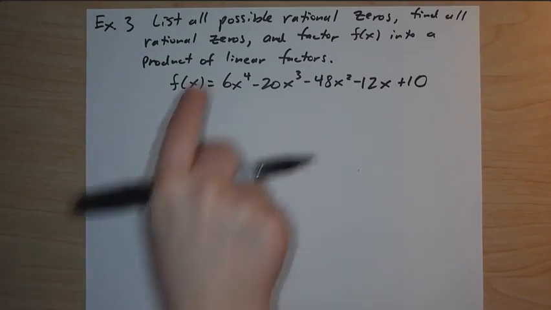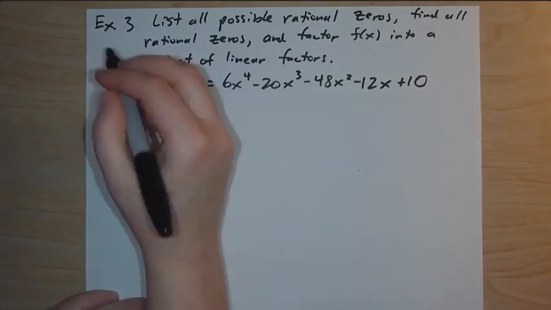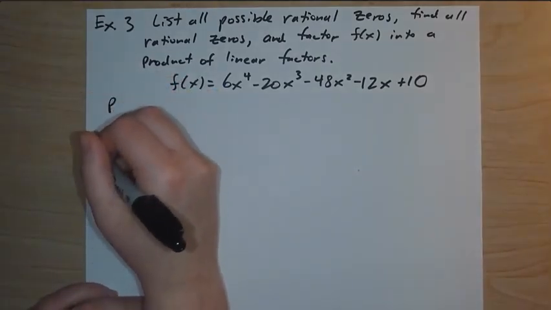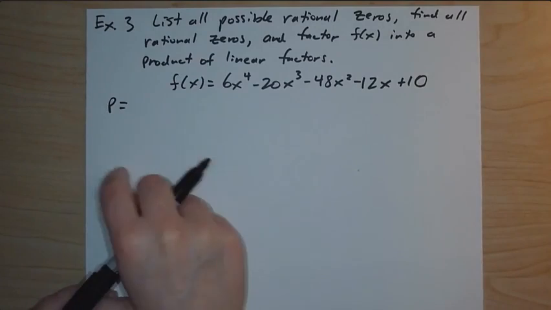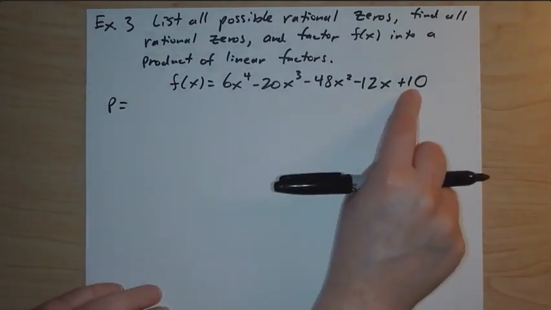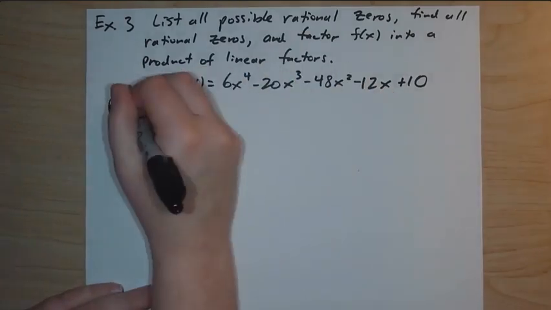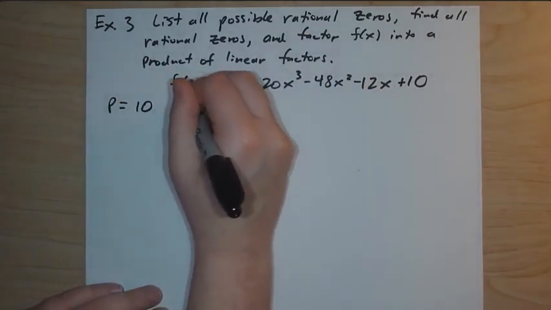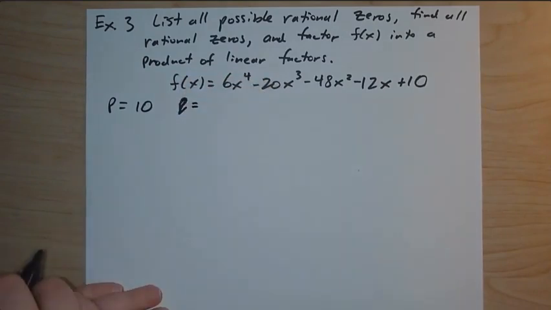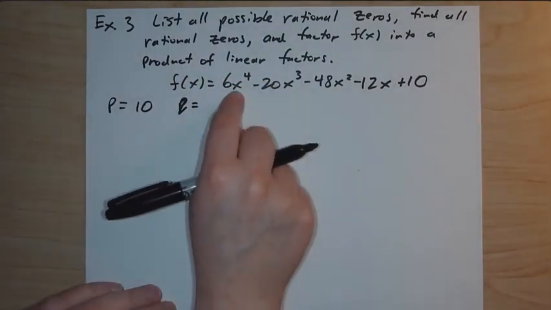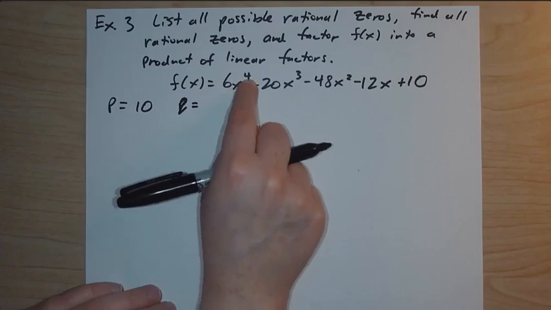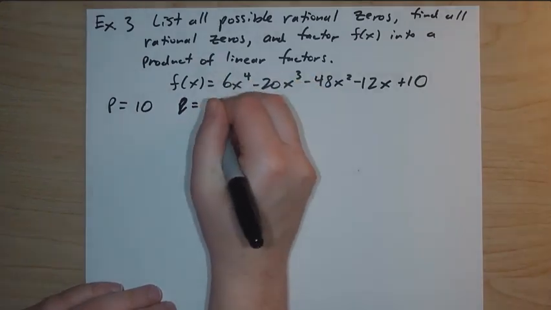So first thing we're going to do is list all possible rational zeros. We're going to do the PQ method. P is going to be the last number here, 10. It's going to be the number without any x attached to it. And we're going to look at Q. Q is going to be the leading coefficient. It's going to be the number in front of the biggest x. The biggest x is x to the fourth, so it's going to be 6.